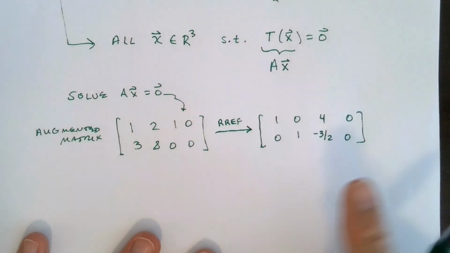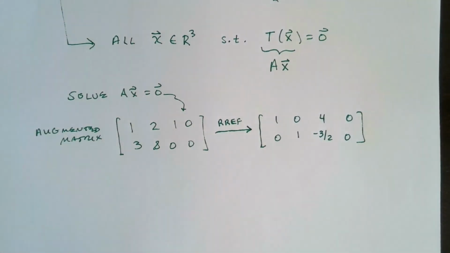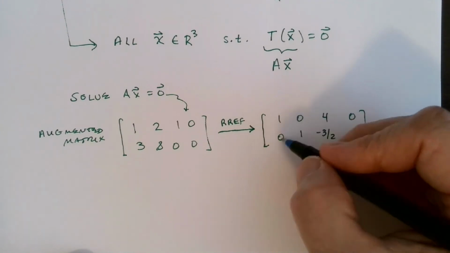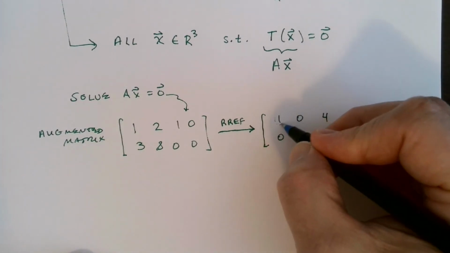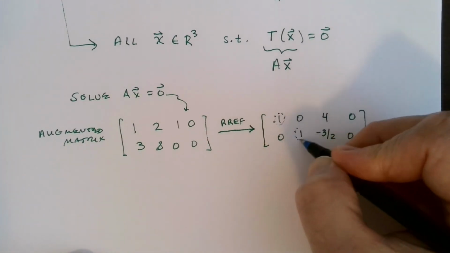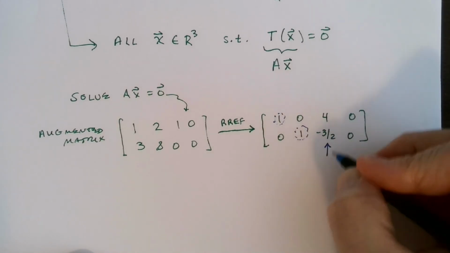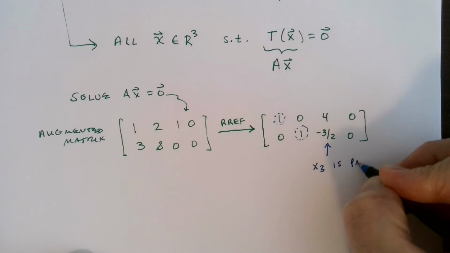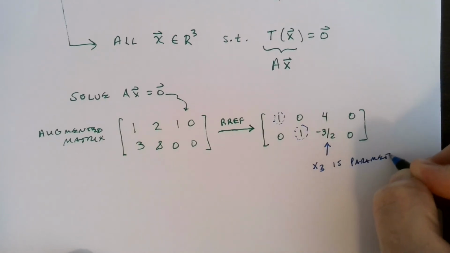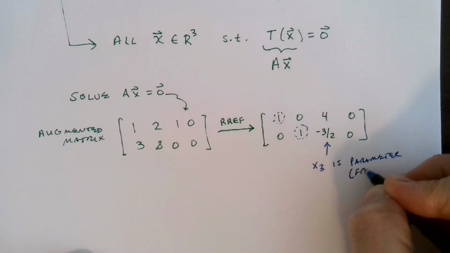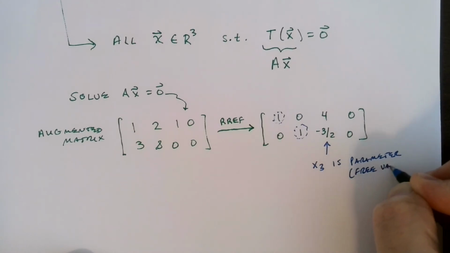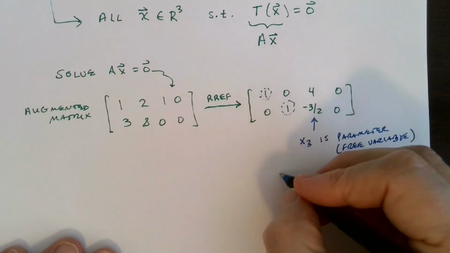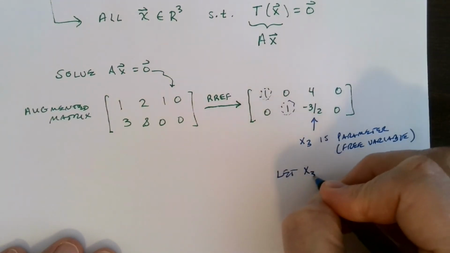I'm going to use the convert to fraction command. Remember, the convert to fraction command will be helpful. And remember, we have three unknowns, x1, x2, and x3. Notice I have leading ones in x1 and x2. So what does that mean about x3? x3 is a parameter, a free variable, because it has no leading one there. And so we're going to let x3 be something like t.